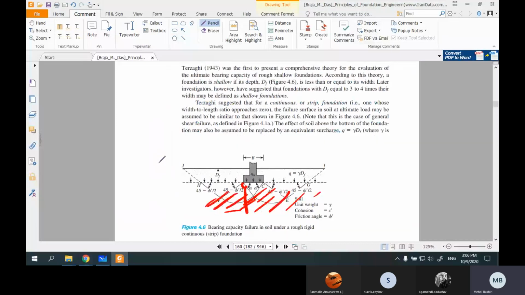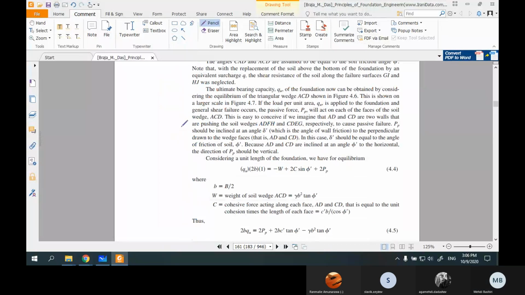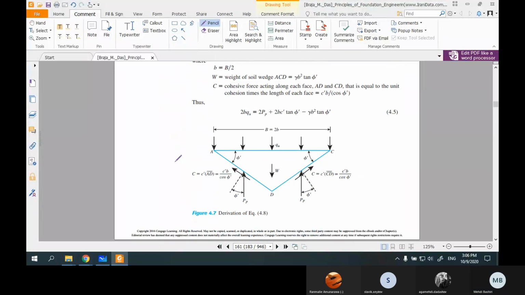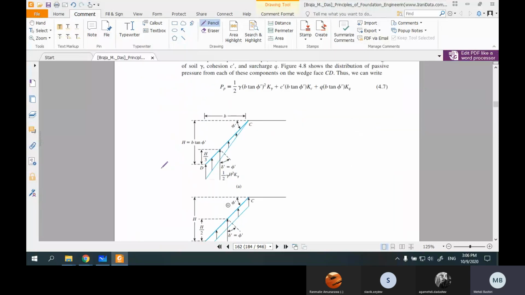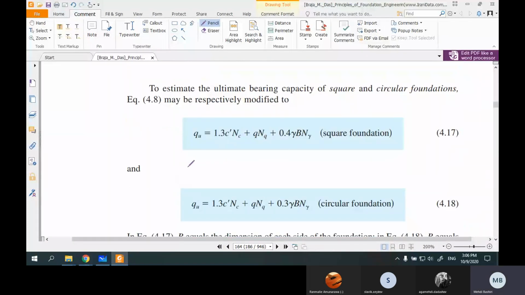The first one who suggested a formulation for finding the capacity of the soil was Terzaghi. The formulation that he suggested was the simplest type, and we're not using it right now, but we used it to develop better and more general formulations. I'm going to show you here. You can see Terzaghi suggested different formulations for different foundations, for example, for square foundation and for circular foundation.